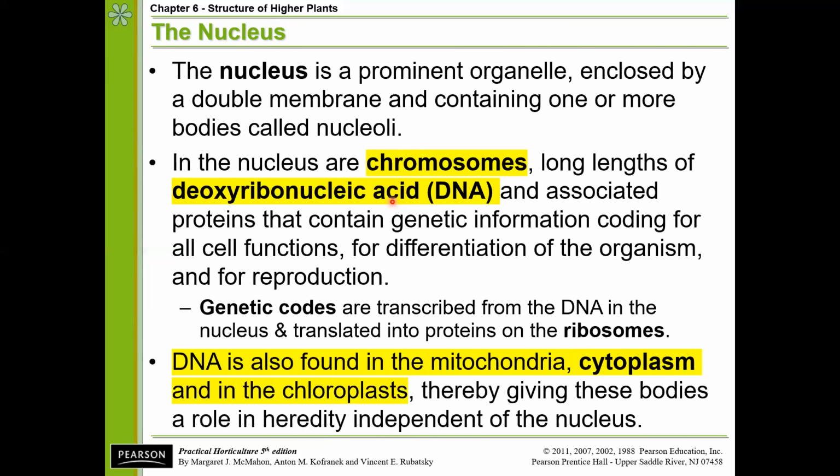So it's really the directions for life, really. We also have a little bit of DNA found in the mitochondria, the cytoplasm itself, and also some in the chloroplasts. So those are also important in passing along those genes and traits. The nucleus is the most important, but these other parts of the cell have a little bit of DNA in them too.